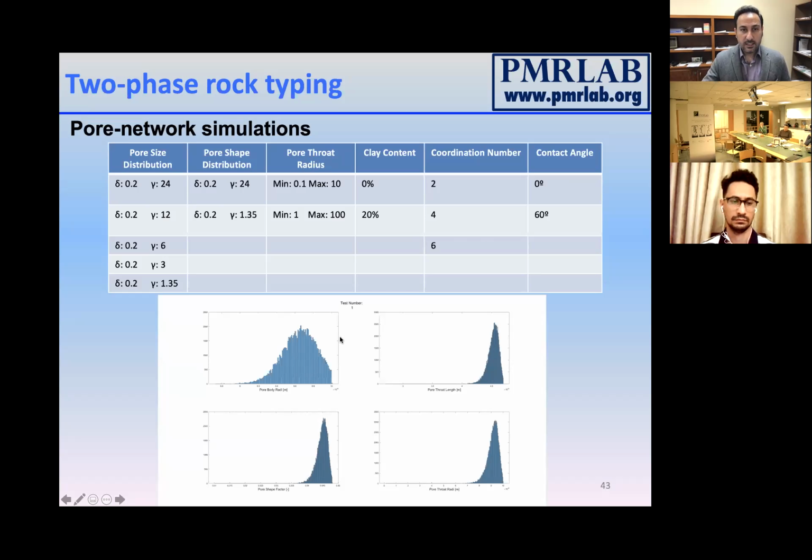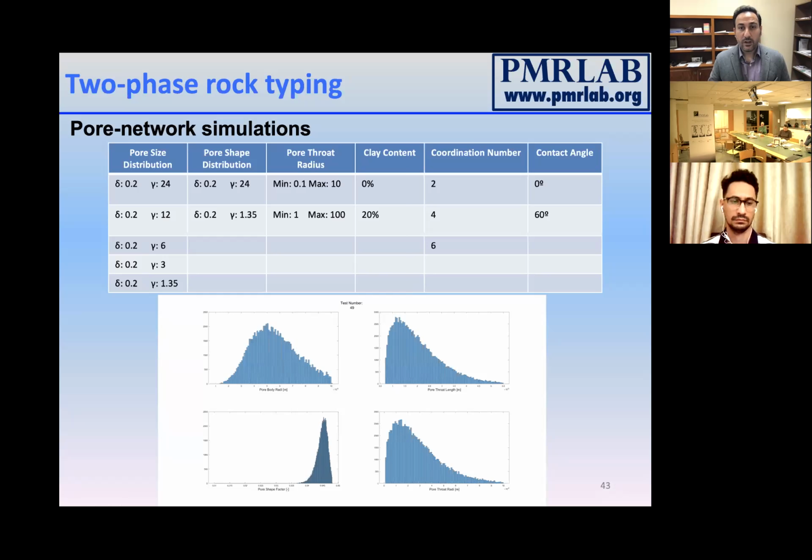You can see pore body radius distribution here, pore throat length distribution here, pore throat radius distribution, and this is pore shape factor. Again, this is test 1 or pore network 1. This is pore network 49, 49 out of 240 actually. And you can see that we're covering a wide range of microscopic properties in terms of pore throats and pore bodies.